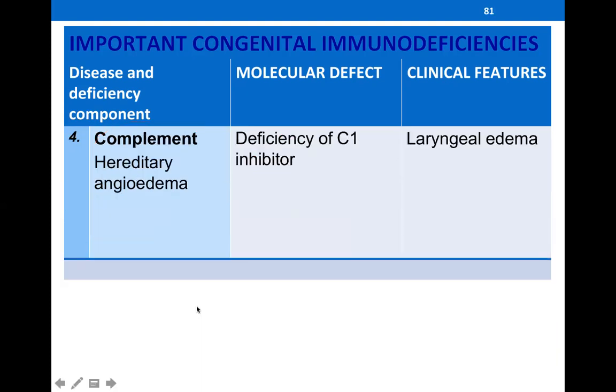Okay. All right. And lastly, your defect is at the complement system. You have your hereditary angioedema. If you have a deficiency in C1 inhibitor, you will develop hereditary angioedema. So there will be inflammation, right? So the clinical feature is actually laryngeal edema.